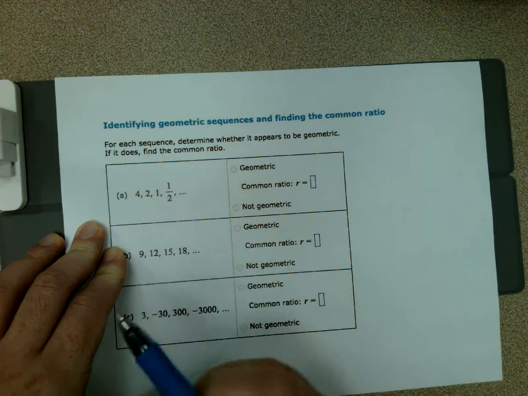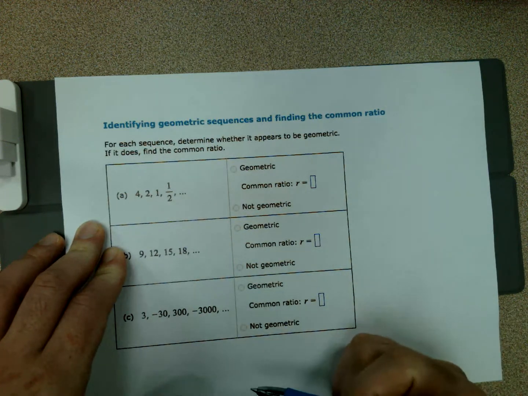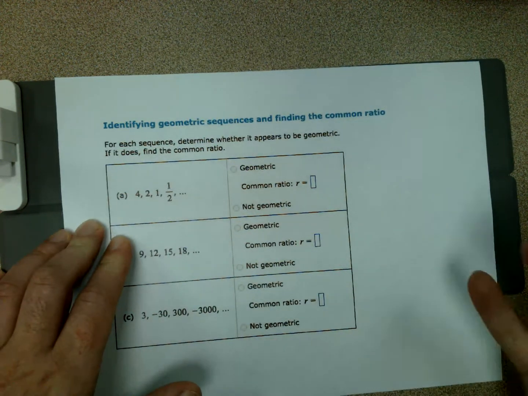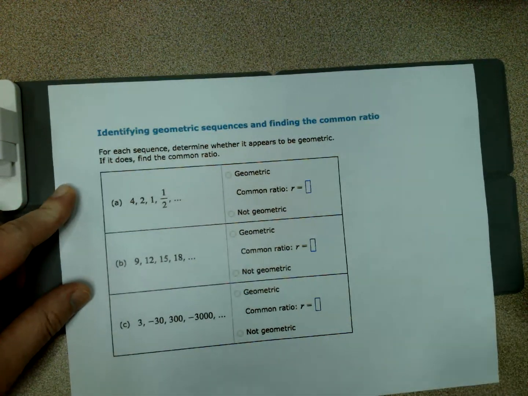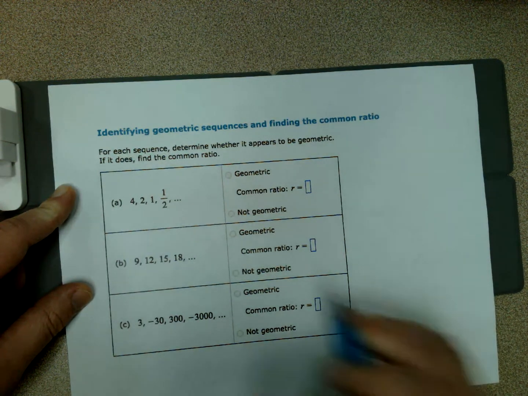So what we're looking for here is, are these getting bigger or smaller? And that will help us figure out if we're multiplying or dividing. Remember, it's always multiplying, but for some people, if you're getting smaller, instead of thinking multiply by 1/3, it's easier to think divided by 3, or whatever the case may be. But let's look at this one.